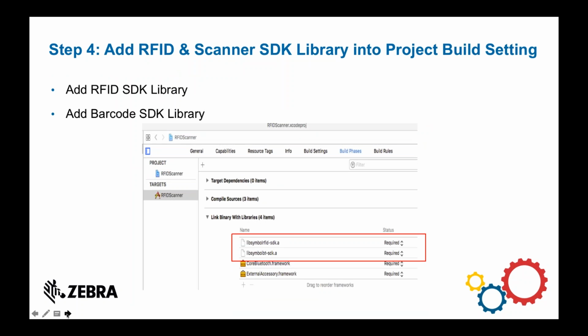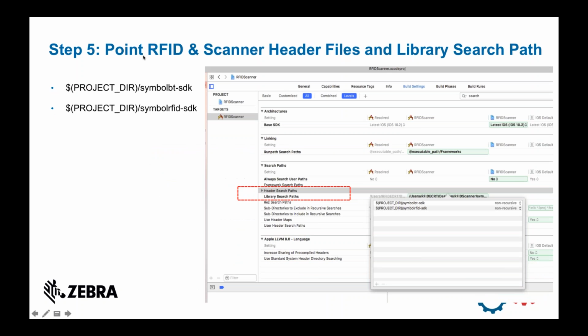So also you need to make sure you add the RFID and Scanner SDK library into the project build settings. Last step, you need to make sure you point the RFID and Scanner header file and library into your project search path so they can find the header file and libraries. So basically here it shows you how that works.